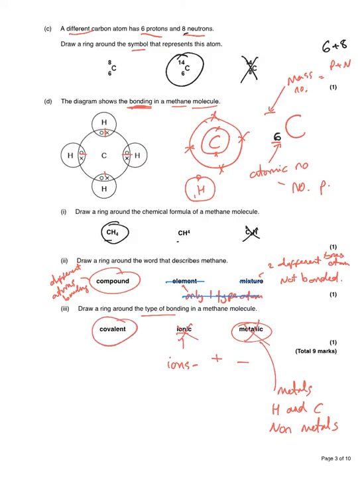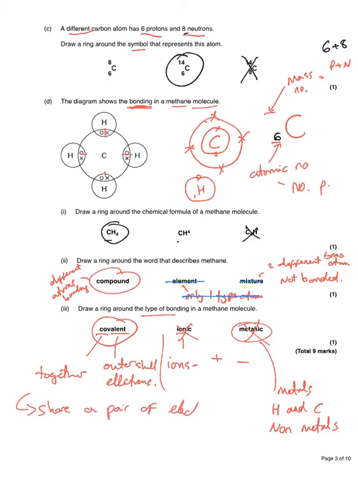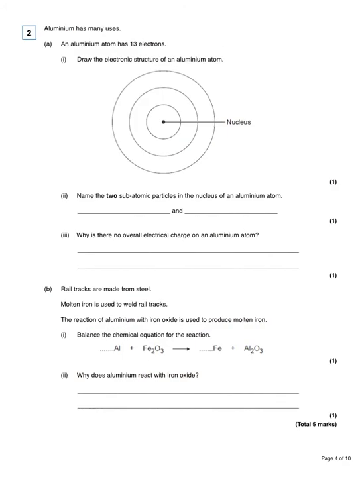The answer is covalent. Again, let's unpack that. Co, meaning together. Valent, meaning the outside or outer shell electrons. So covalent, they share a pair of electrons. And this is what has happened. The carbon shared one electron, the hydrogen shared one back. So overall, they share a pair of electrons.